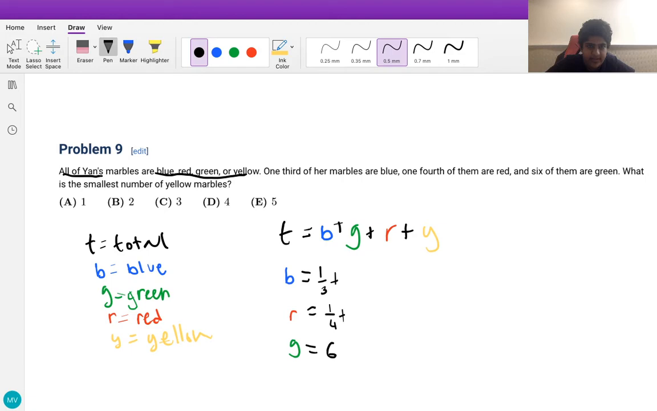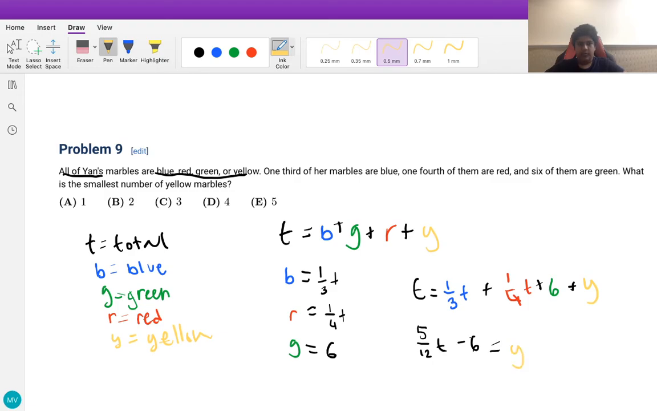So plugging these values back into the initial equation, we have that T is equal to 1/3 T from the blue plus 1/4 T from the reds plus 6 from the greens plus Y. Subtracting 1/3 T and 1/4 T from both sides, we have that T minus 1/3 T, which is 2/3 T, minus 1/4 T, which is 5/12 T, minus the 6 from the green is going to equal Y.